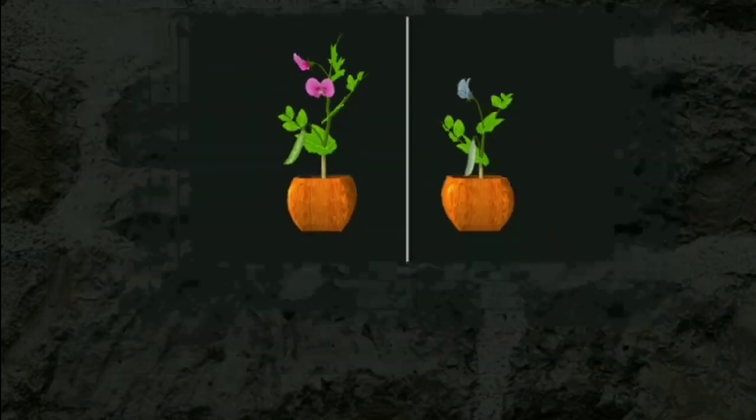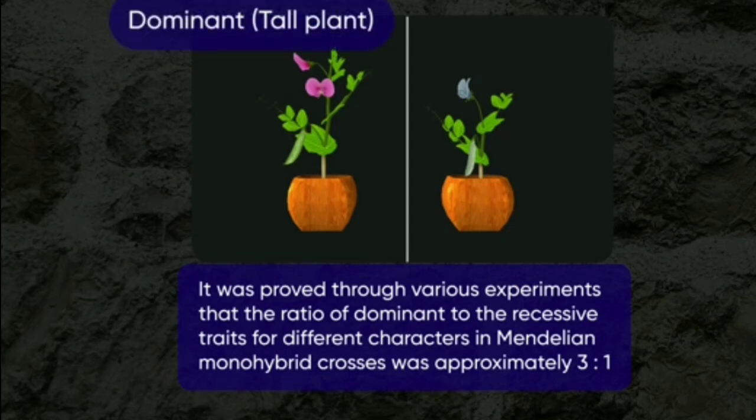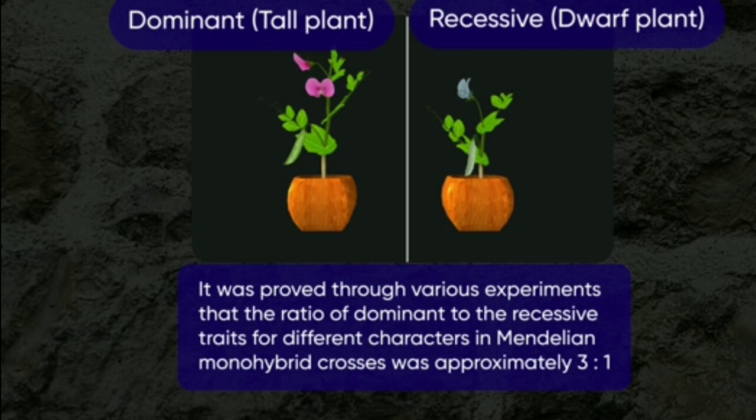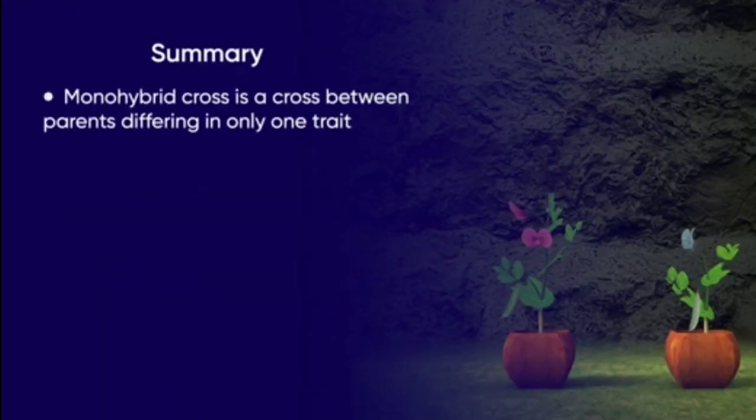Thus, it was proved through various experiments that the ratio of the dominant to the recessive traits for different characters in Mendelian monohybrid crosses was approximately 3:1. Let us summarize. A monohybrid cross is the hybrid of two individuals with homozygous genotypes which result in the opposite phenotype for a certain genetic trait.